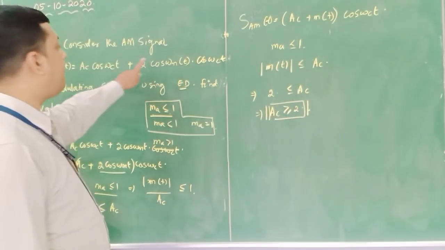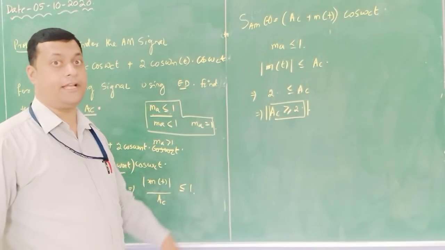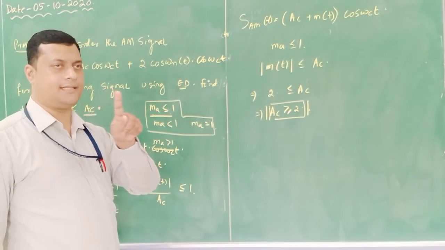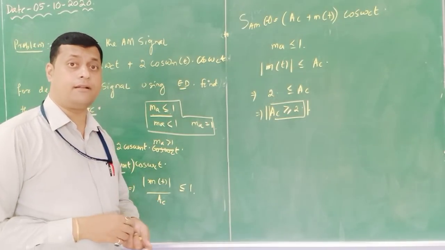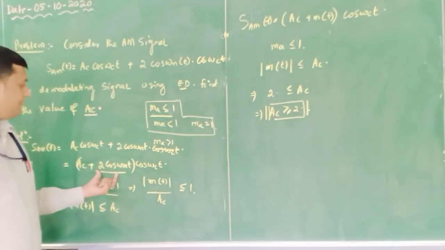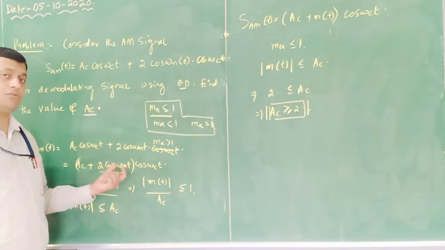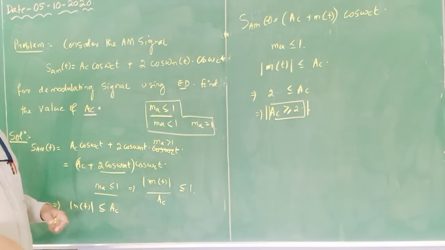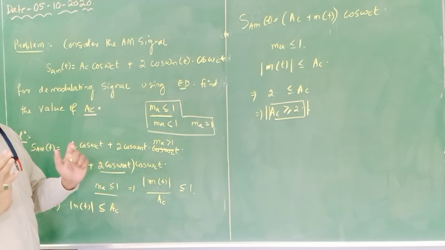Here they have given it in one form. In another question they may give it in terms of frequency components in a multitone signal. Here we have considered only one modulating signal, but in another it can be a multitone signal, with more than one modulating frequency. For example, here we have used 2 cos omega 1t. But if it is given as 2 cos omega 1t plus 10 cos omega 2t, then we have to consider that the maximum amplitude available in the modulating signal is 10.